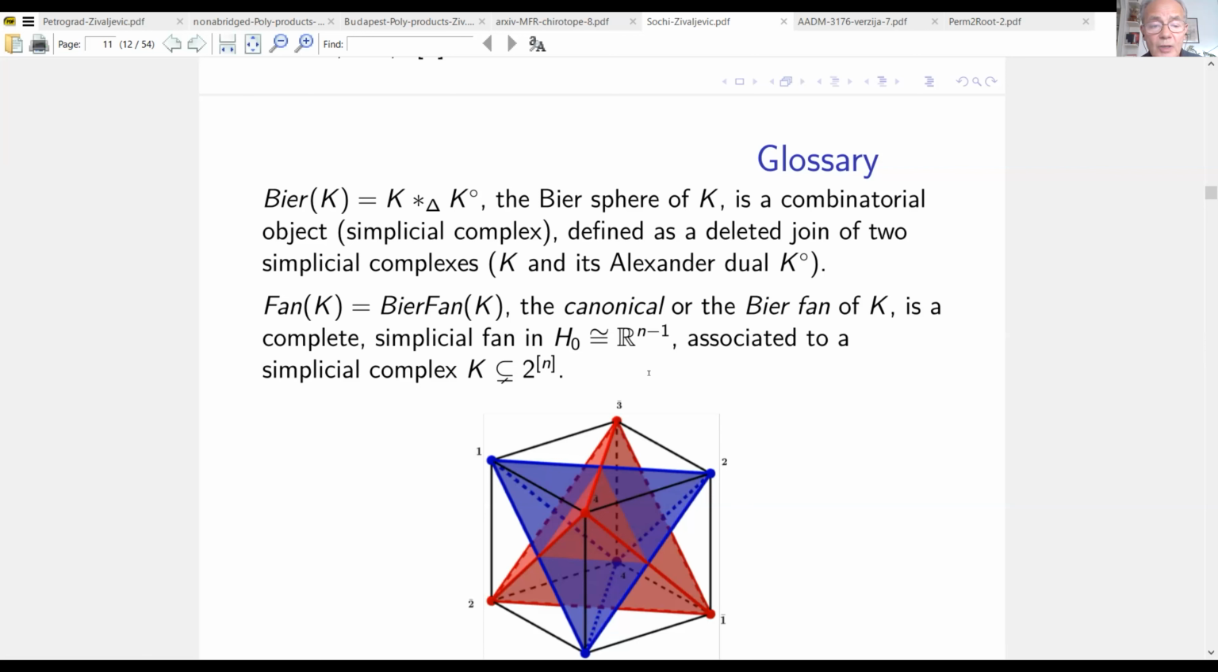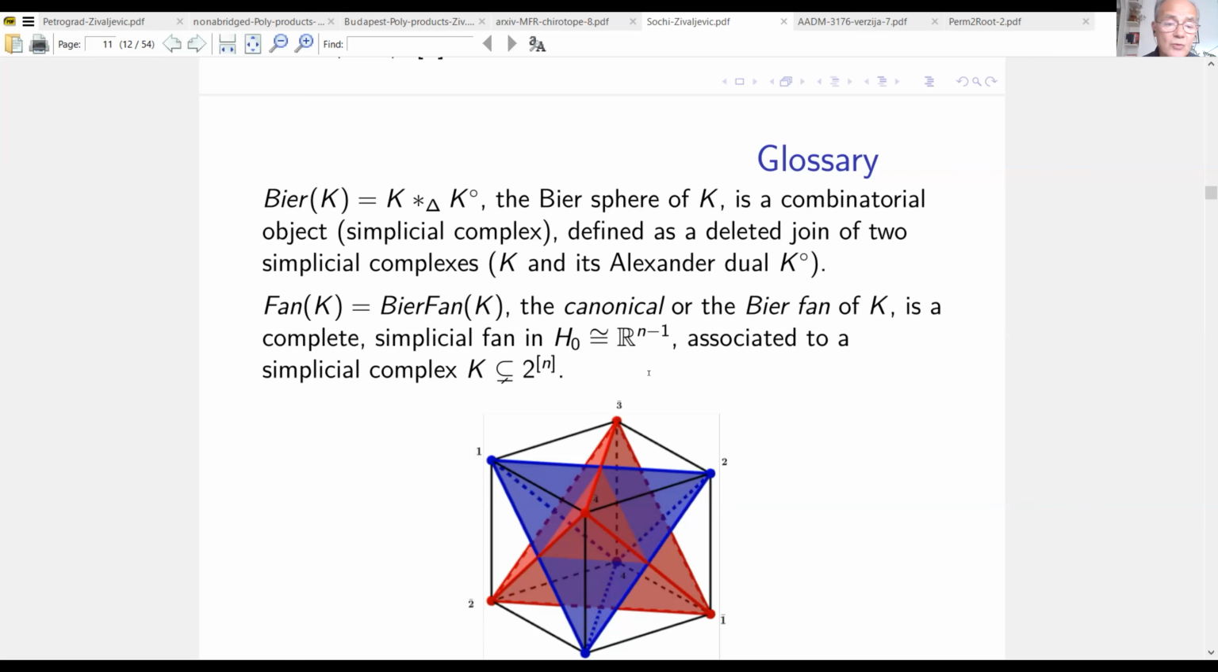And moreover, if you look at the radial fan from the inner point of a Bier sphere, which is star-shapedly embedded, you obtain a complete simplicial fan. And this fan actually turns out to be a coarsening of the braid arrangement fan. And we recall that the braid arrangement fan is the normal fan of the permutahedron.